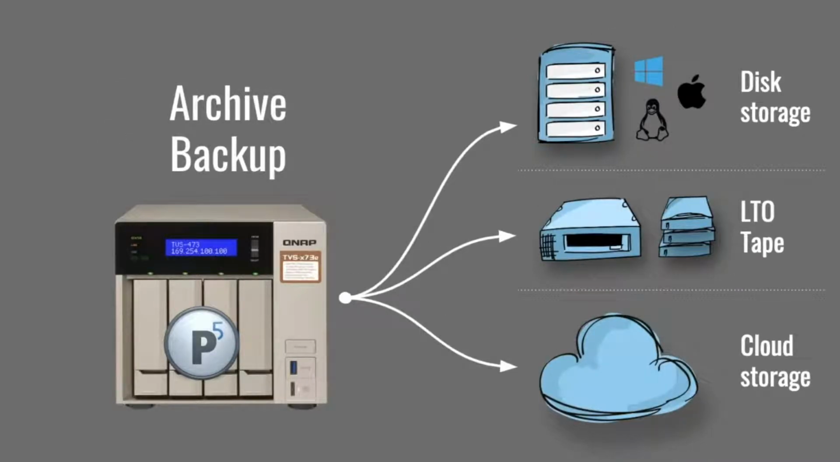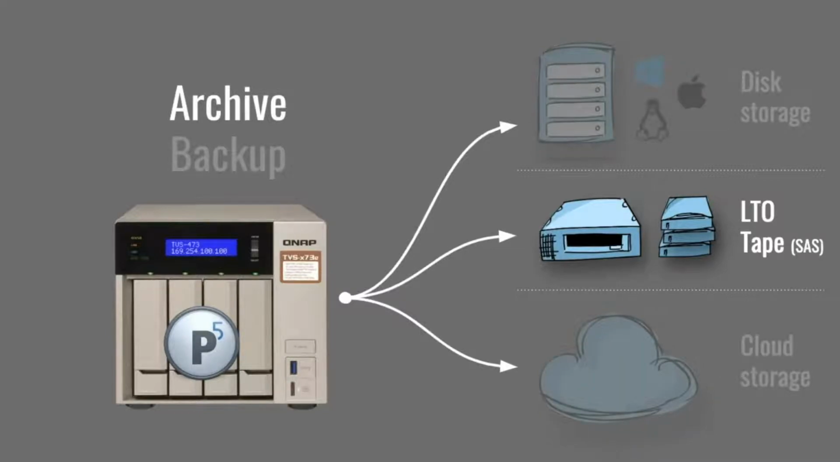The other thing that you could do with P5 on a QNAP is archive or backup. And as said a little bit earlier, that could be to disk at the top, to any of those platforms. It could be LTO tape in the middle, or it could be cloud storage. So you can back up and archive to each of those. And in a moment, we're going to be specifically looking at archiving to an LTO tape drive attached to a QNAP, and that will be a SAS drive.